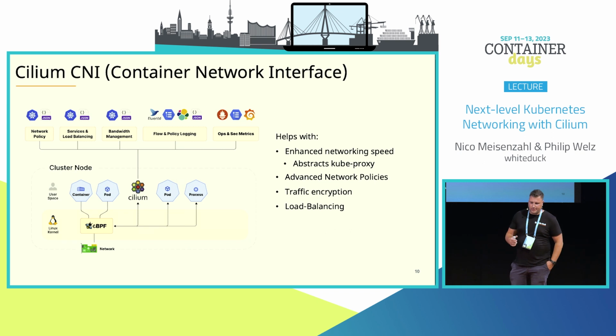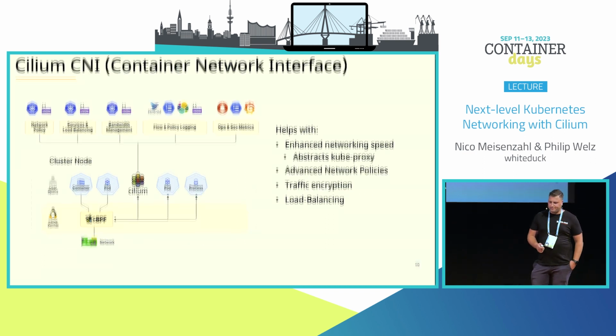We also took a look. We have advanced network policies, layer 7, layer 4, layer 3. We have traffic encryption with WireGuard, it's also new. And we have the load balancing features and networking, basically. So it brings Cilium CNI.